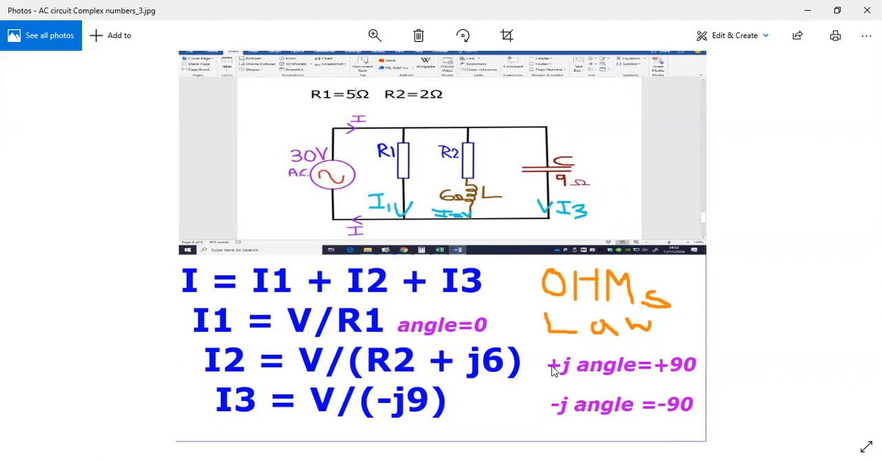Just a reminder, in Cartesian form of a complex number, the j operator is indicating a rotation of 90 degrees. We've got a horizontal dimension given by the value of R2 in this second branch, and we have a vertical dimension indicated by the number associated with the j operator.